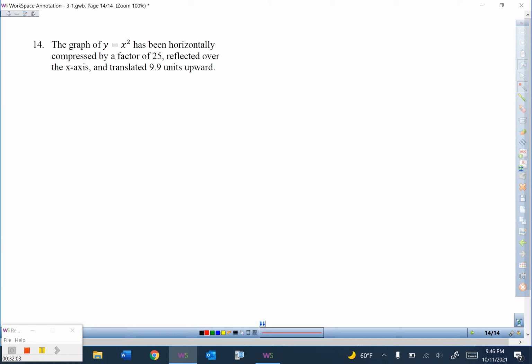Last one here. Graph of y equals x squared has been horizontally compressed by a factor of 25, reflected over the x-axis and translated 9.9 upward. So starting with y equals a outside, b times x minus h, close it, square it, and then we want to make sure we put that plus k on the end. So horizontally, we've got a b value. We're going to watch out again. And it says horizontally compressed by a factor of 25. So I need this number squared to be 25. It means I've got to put a 5 here.